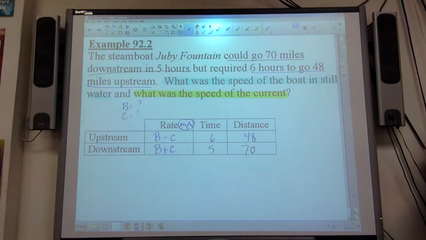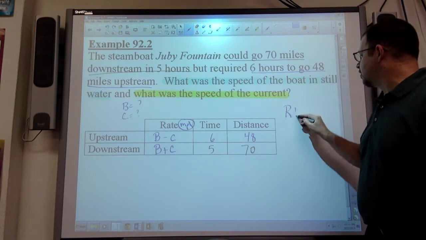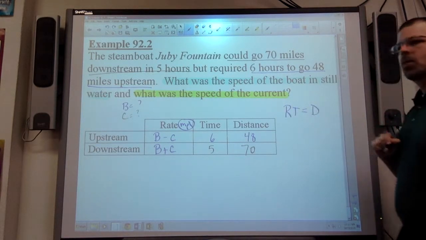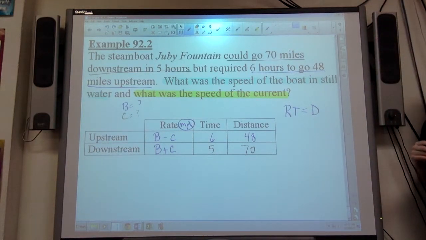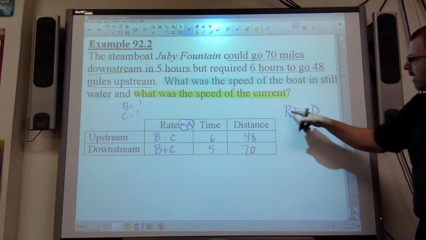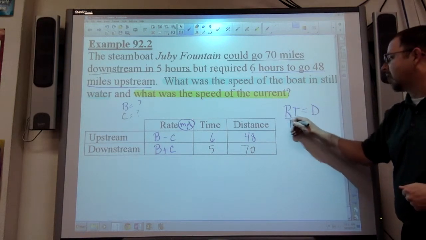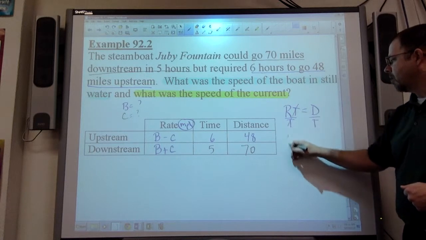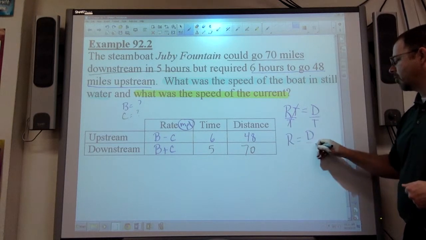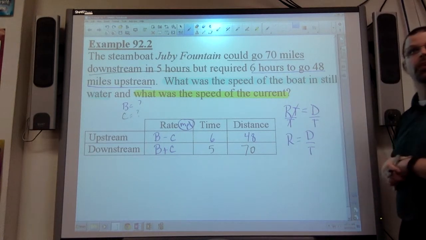What we know as a fact is that rate times time equals distance, right? What don't we know? Out of all that stuff, what do we not know? Rate, time, or distance? Rate. We don't know rate, okay? If rate times time equals distance, and I divide both sides by time, notice that rate equals distance over time is also a true fact based on this relationship.